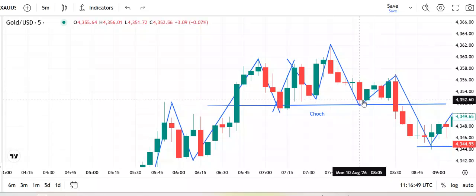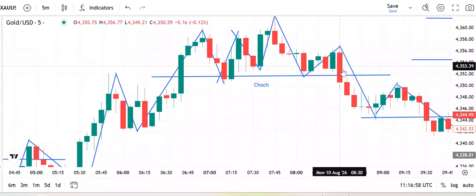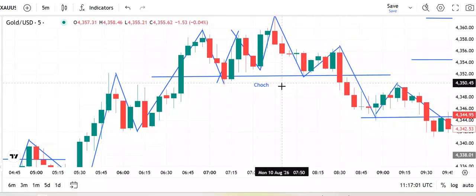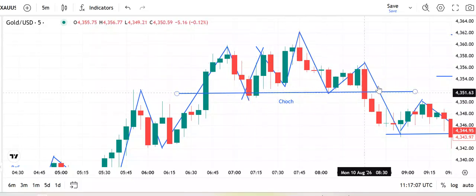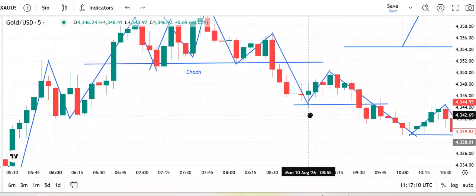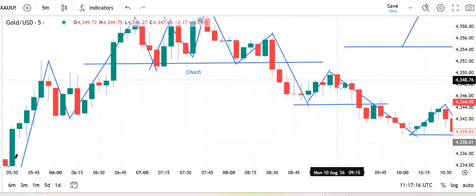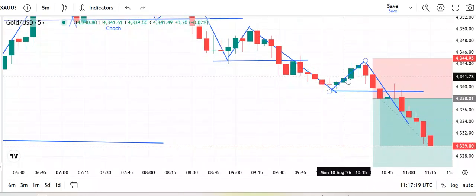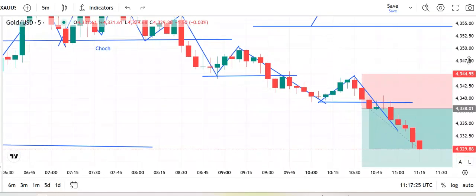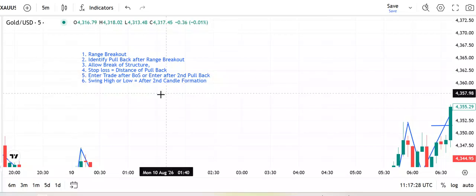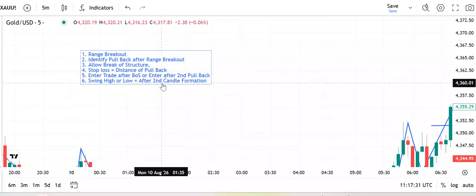You look at this point, price has been dropping there. You see 1 2, these 2 bullish candles, this is your swing low. 1 2, this is your swing high. So for you to mark higher high, higher low, you have to identify your swings first. Now you have 1 2, this is your swing high. 1 2, swing low. 1 2, swing high. 1 2, swing low. 1 2, swing high. So point number 6 is telling you swing high or swing low identification is after second candle formation.